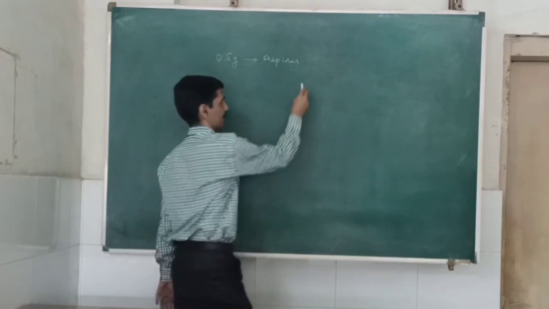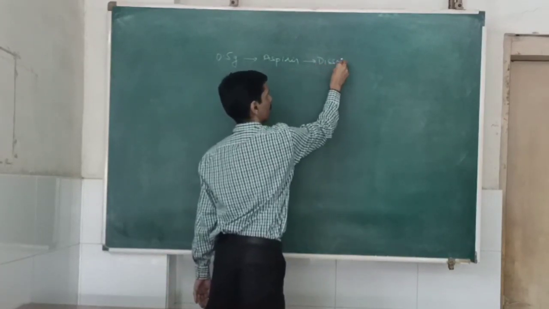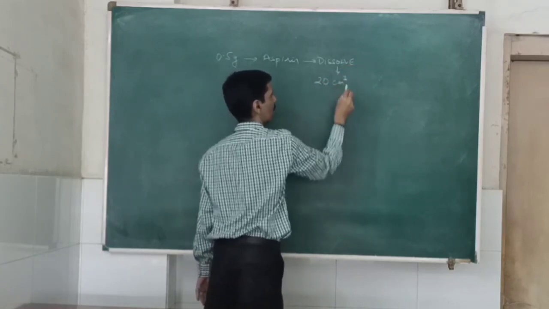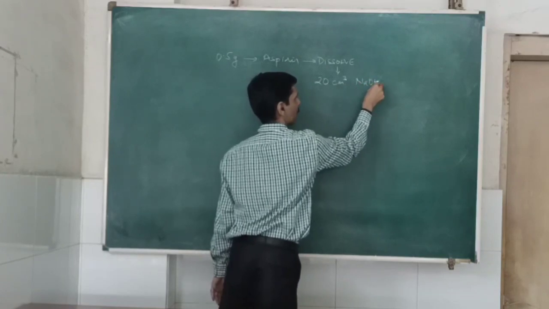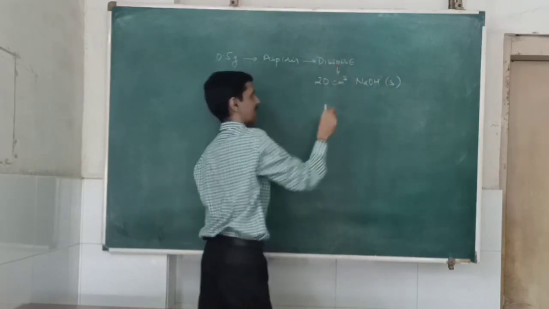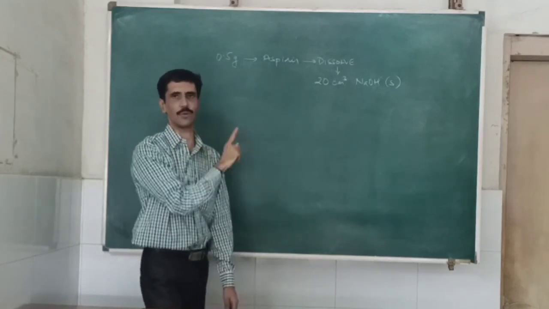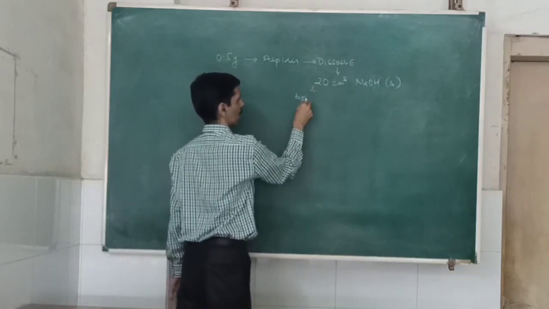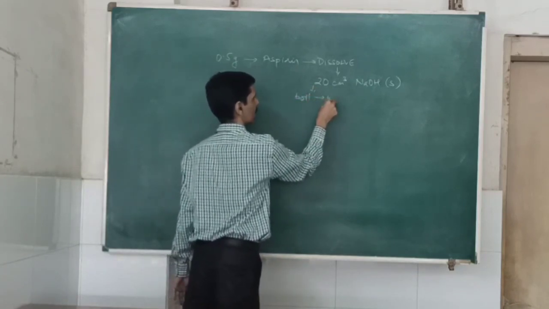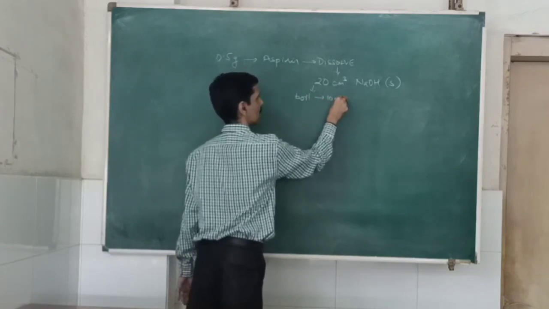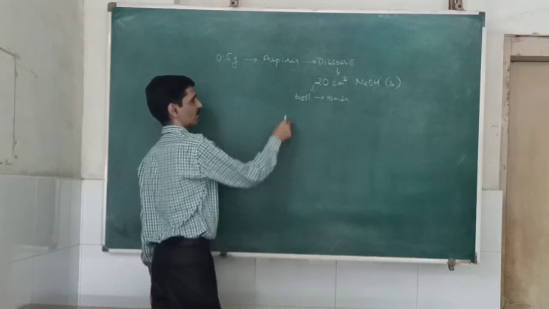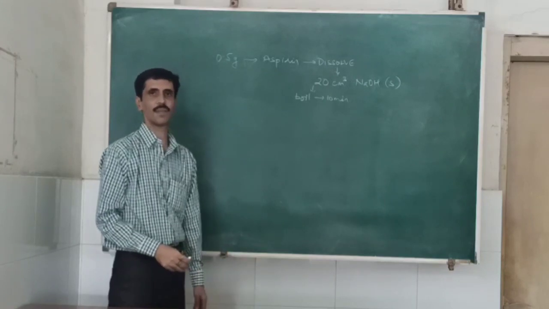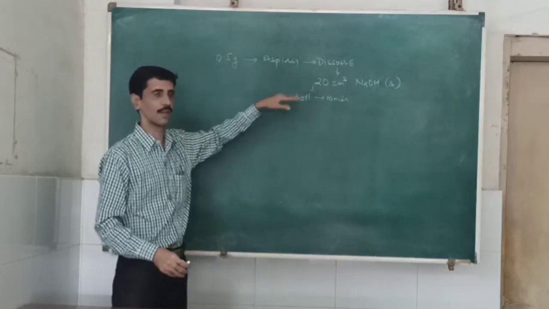We are going to dissolve it in 20 cm³ of the standardized NaOH. I write down in short S, which means standardized NaOH. Next, we are going to heat it also. So carry out the boiling process for around 10 minutes. Boiling is to be done for around 10 minutes.